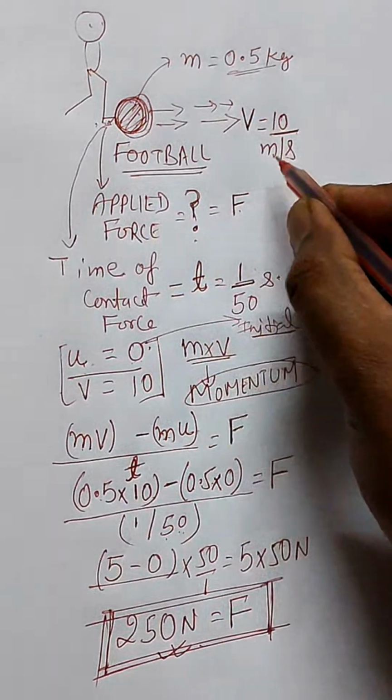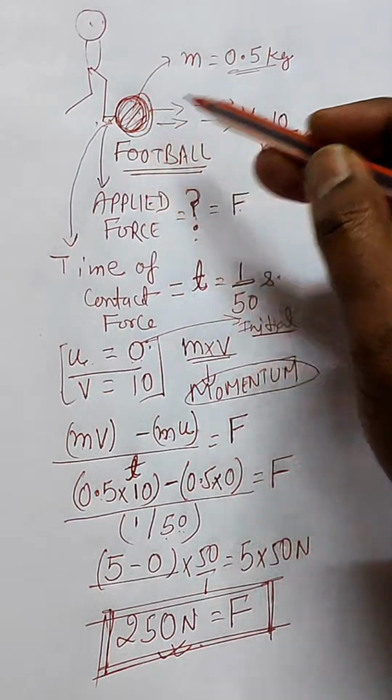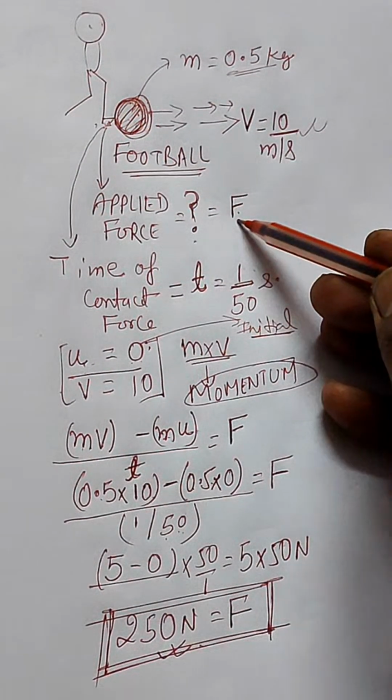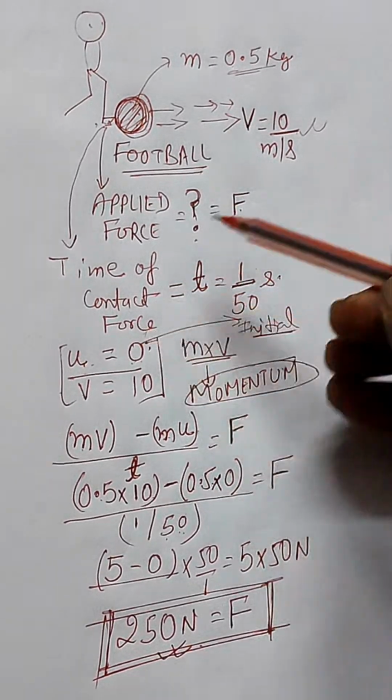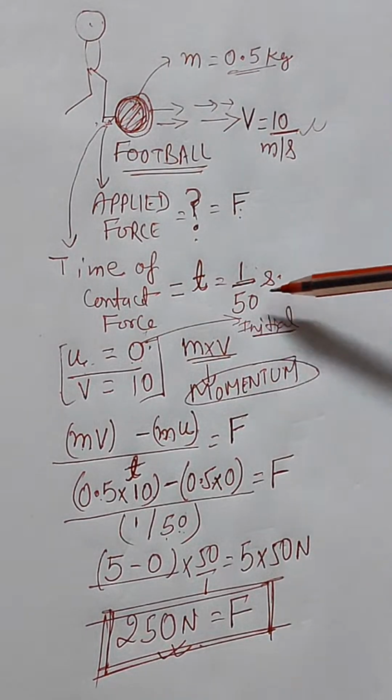Let's say v is the velocity attained by the ball after kicking. Now we need to find the applied force. Here the time of contact between the foot and the ball is only 1/50th of a second.